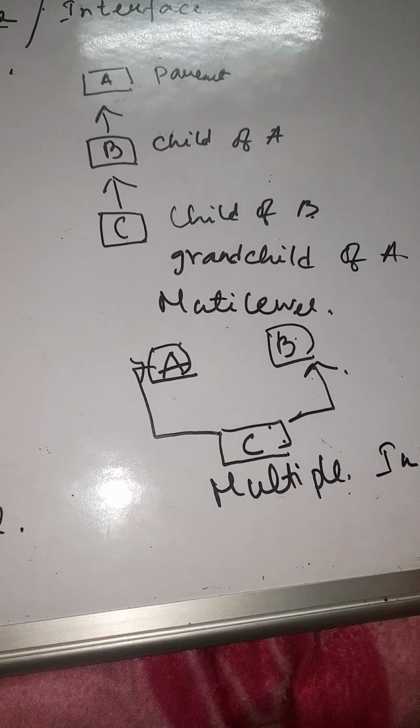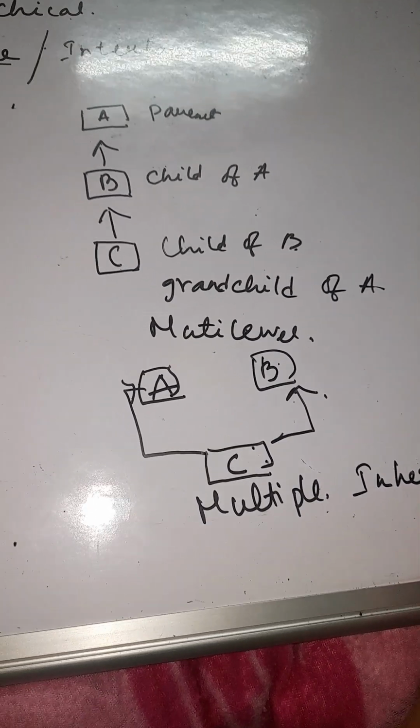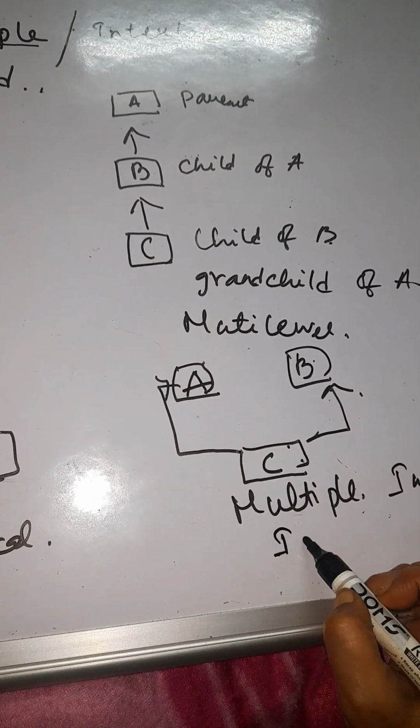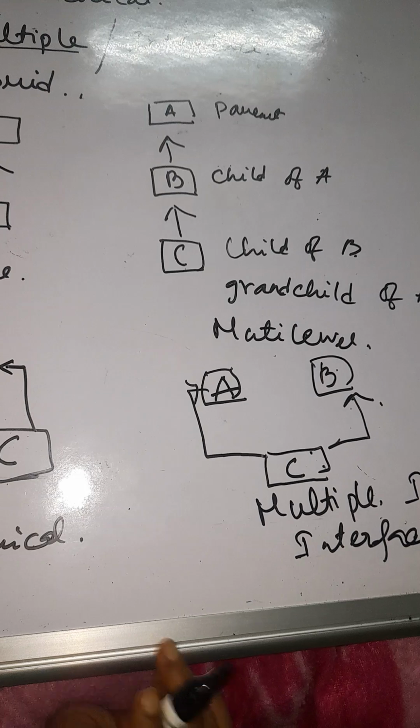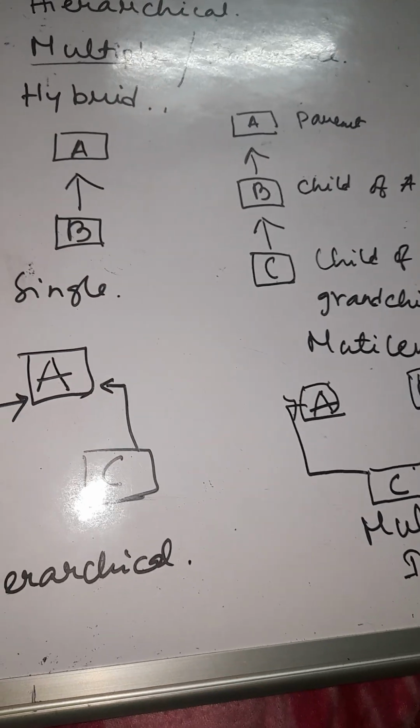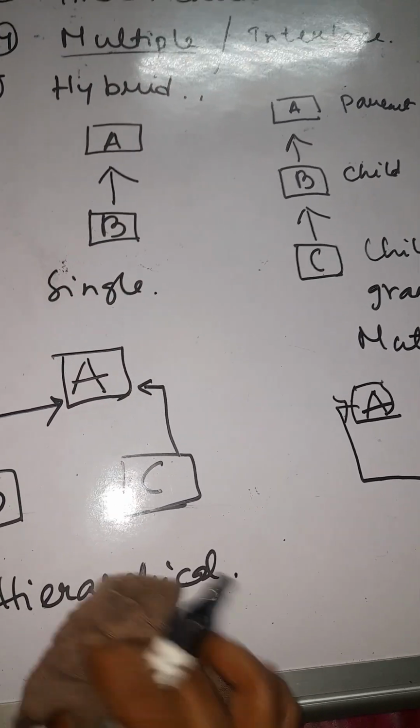This one is the multiple inheritance. Clear? This one you can implement with the help of the interface. This one is very important, which we will discuss later. And the last one is the hybrid inheritance.